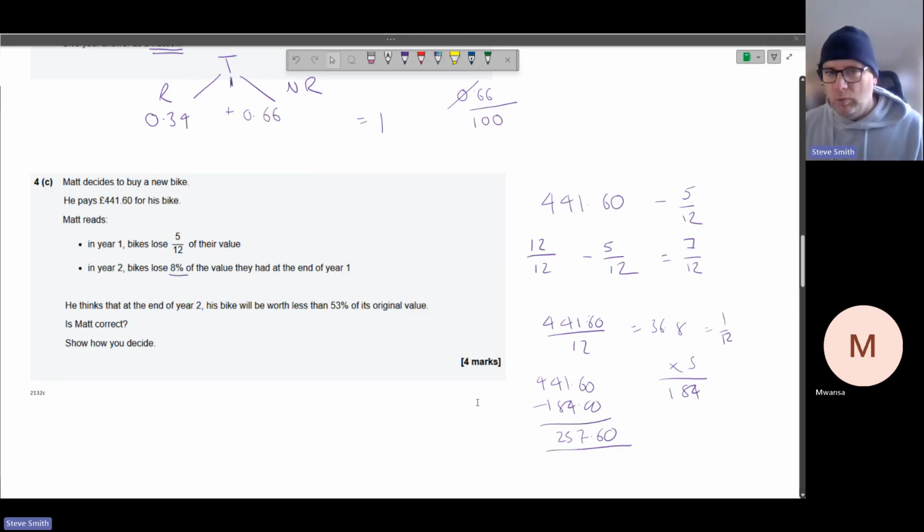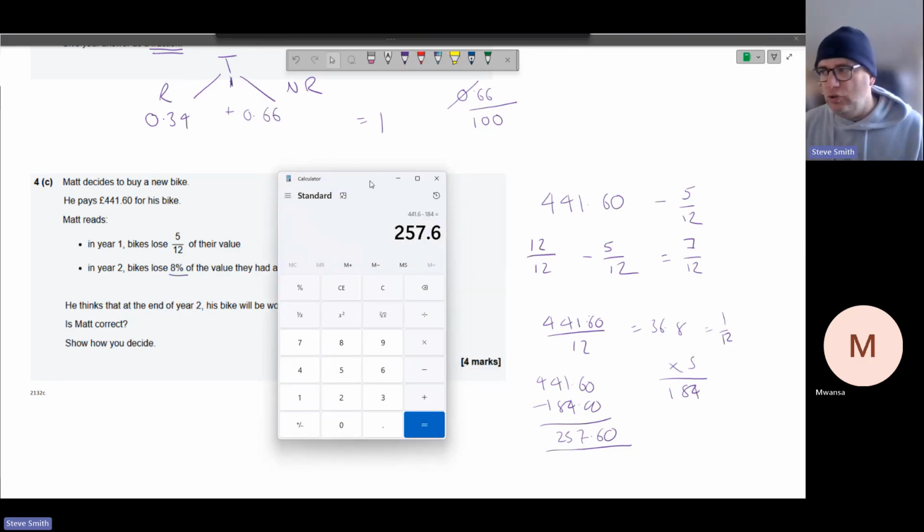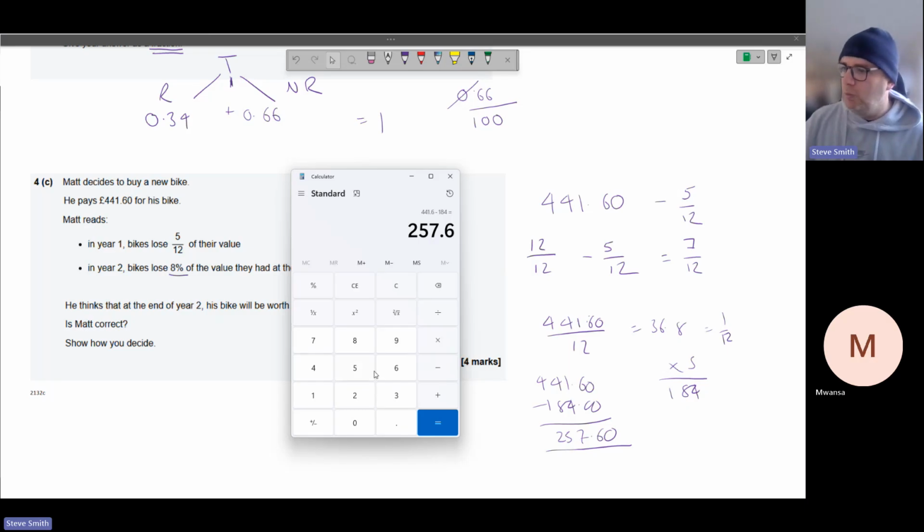If that's the comfortable way around, you're finding what your 5/12 is and taking away, that's absolutely fine. What I would say might save you a couple of seconds, not a lot of time at all, is this: 441.60, still going to divide it by 12, because that's what we're doing, split into 12s. But we know we need 7/12. We know our bike still retains 7/12. So rather than times it by 5 and then take that number away from 441.60, I'm just going to times that number by 7, because I know I'm going to have 7 pieces left.